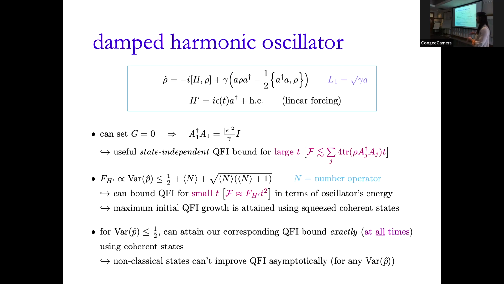Since our bound is state independent at large times, this means that regardless of what state you might use, regardless of what its momentum variance is, you can't do better asymptotically than by just using coherent states. Using non-classical states would only improve the short time QFI growth rate. However, it turns out that in other metrological settings, using non-classical states can help you, even asymptotically.